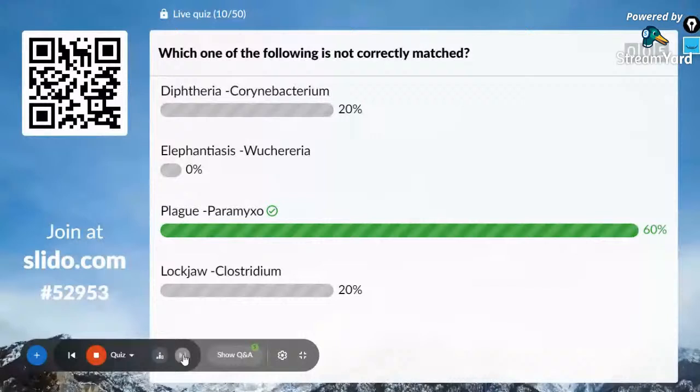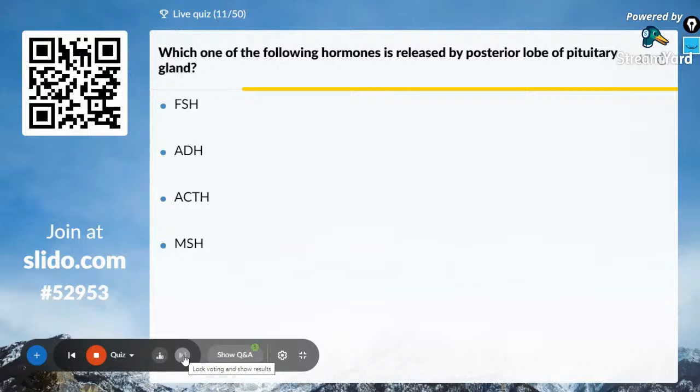Easy question, previous year NEET MCQ. Which one of the following hormones is released by the posterior lobe of the pituitary gland? FSH, ADH, ACTH, MSH.